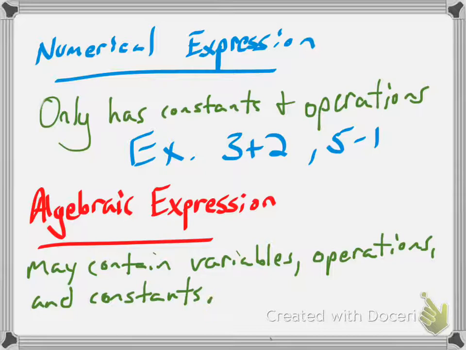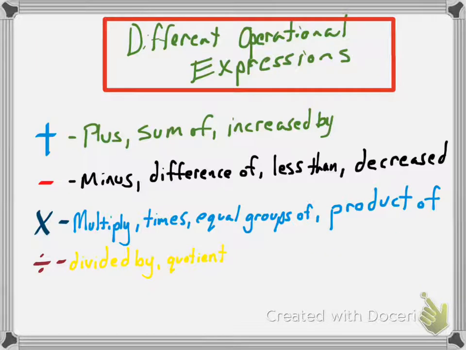An algebraic expression may contain variables, operations, and constants. So that's when we throw in like A or B or C, or we throw in a smiley face. Anything like that with operations and variables, with operations and constants, are algebraic expressions. That's mainly what we deal with in algebra. Hence the word algebraic. Alright, let's go on.